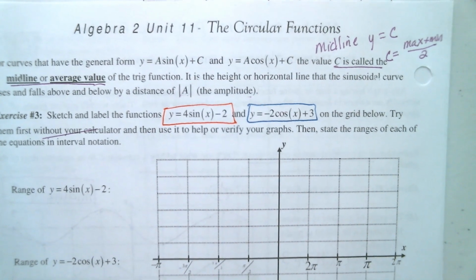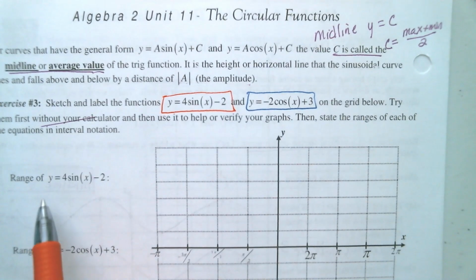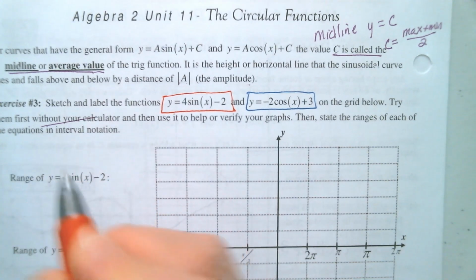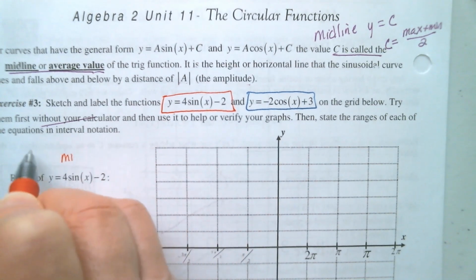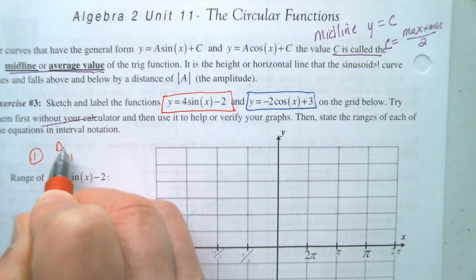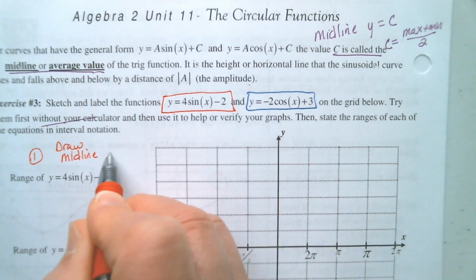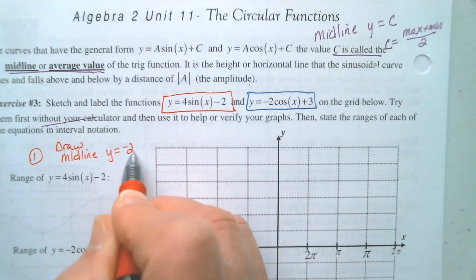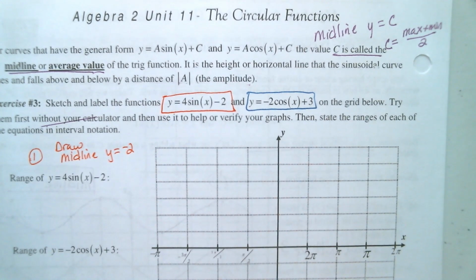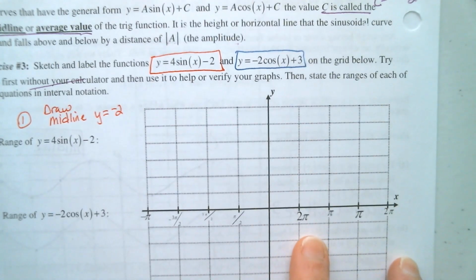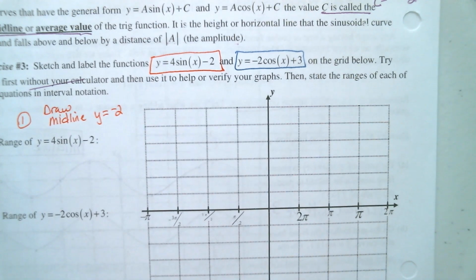So first sine. Start with drawing the midline. That's our C value, which in this case is y equals negative 2. I'm going to pause this because I'm noticing again the scale here, these numbers are incorrect. So hopefully I'll be back in just one moment.